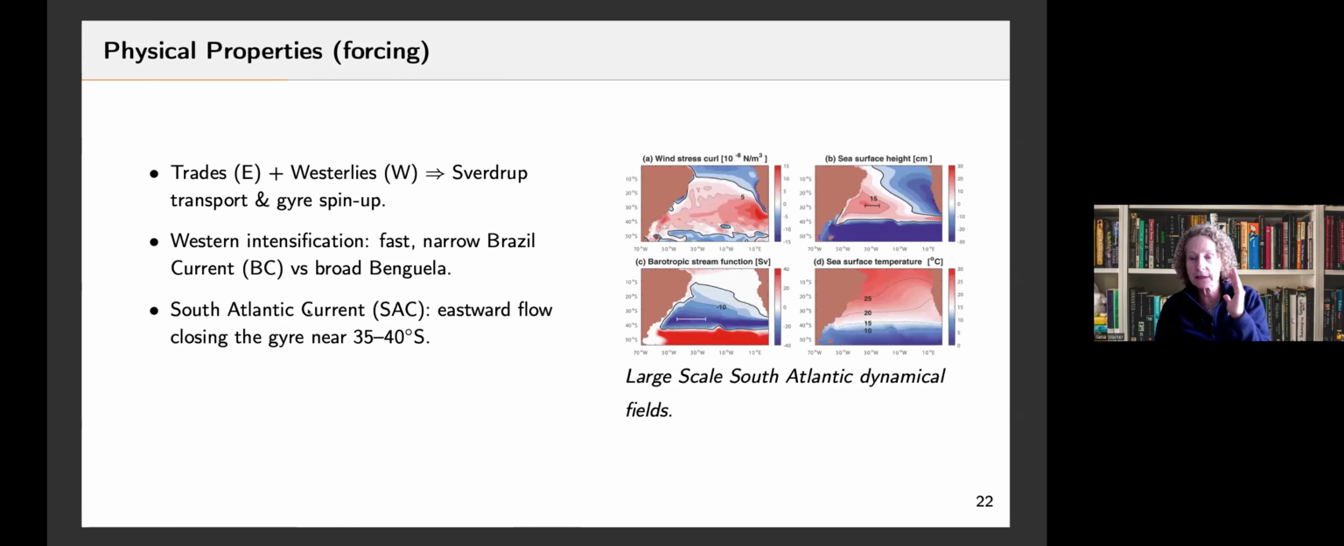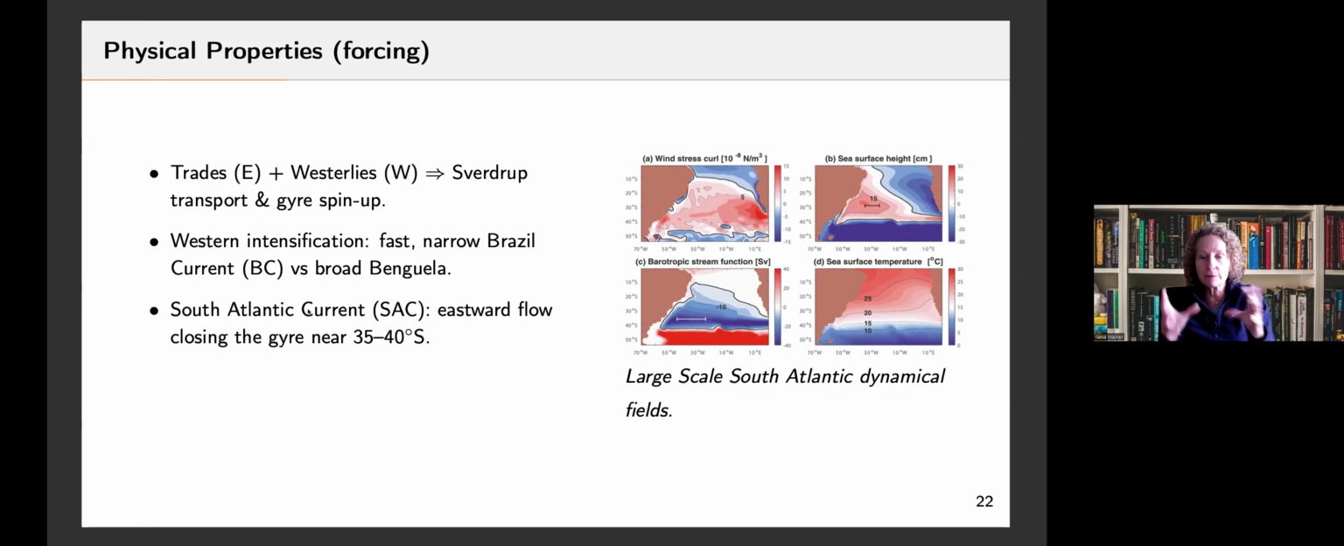And then the physical processes that are forcing these things. I don't know if you are familiar with them or not, but we have the winds. The winds associated with the westerlies are responsible for a lot of transport and gyre spin up, and also the western intensification, which means the Brazil current might become faster or slower depending on the intensity of the winds. And then further south we have the South Atlantic current, which is associated with the eastern flow, the flow that goes from the South American continent into the Indian Ocean and into Africa.